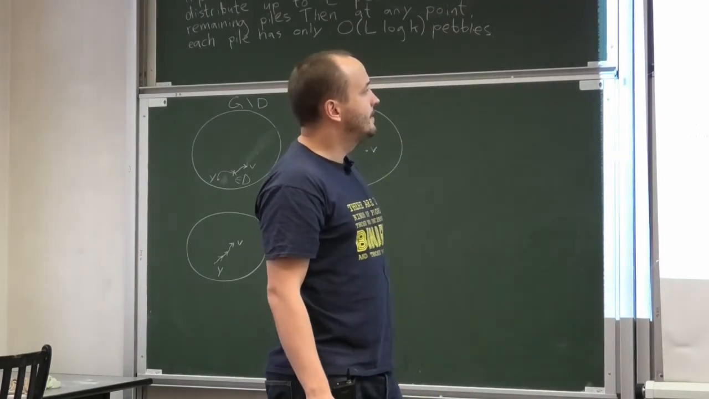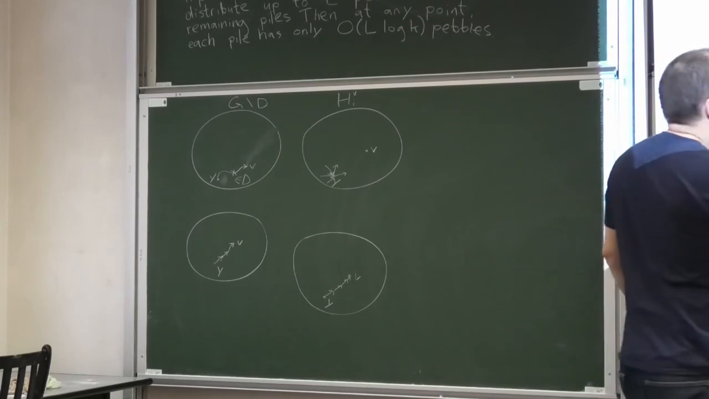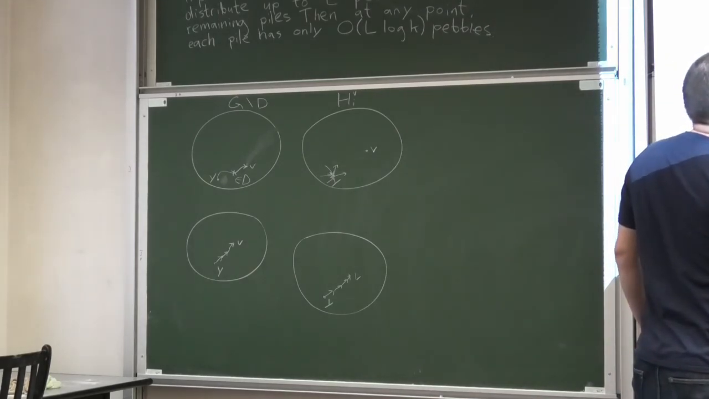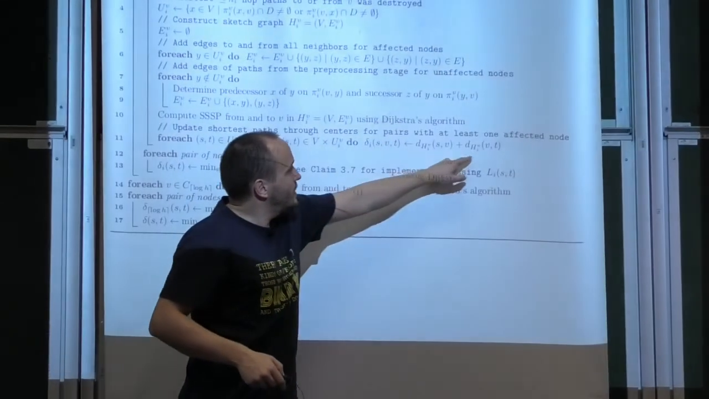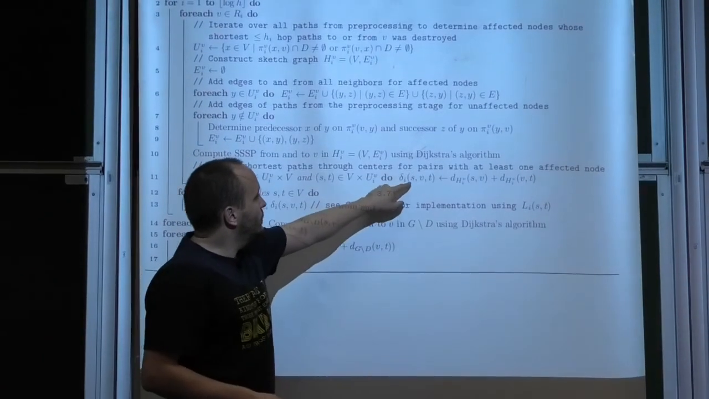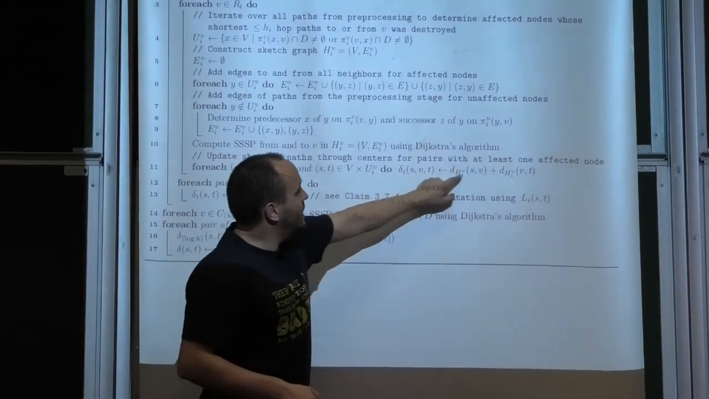Okay. And then we're updating these values here. This is a new path we found. So once we found distances from S to V using Dijkstra and from V to T, we update this value to this sum here.